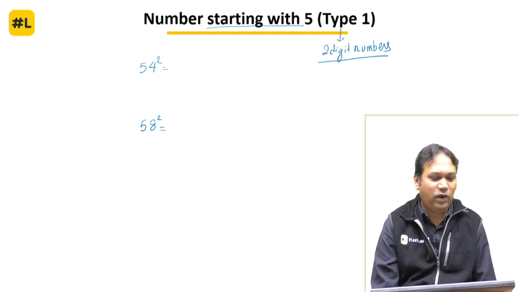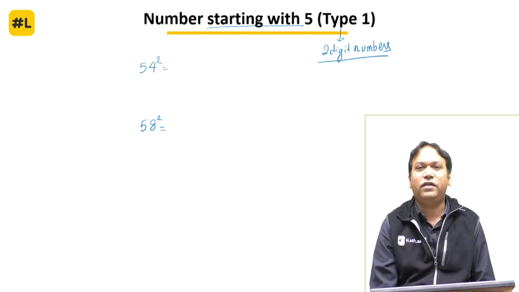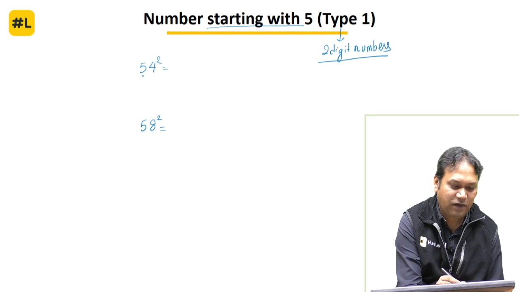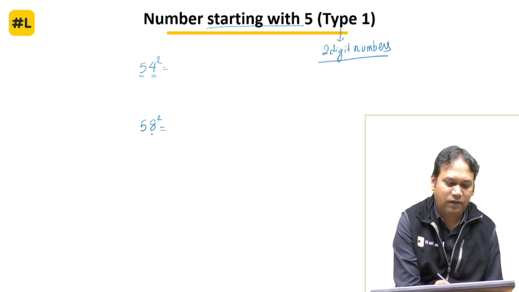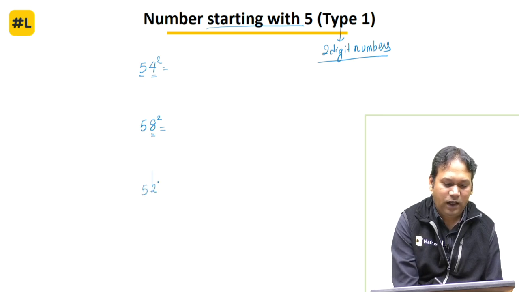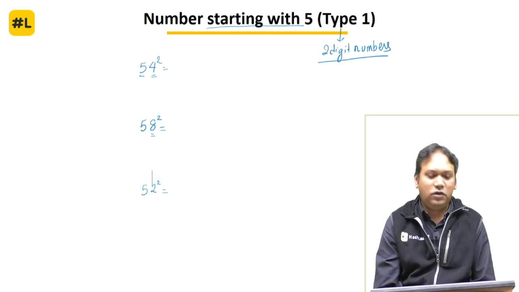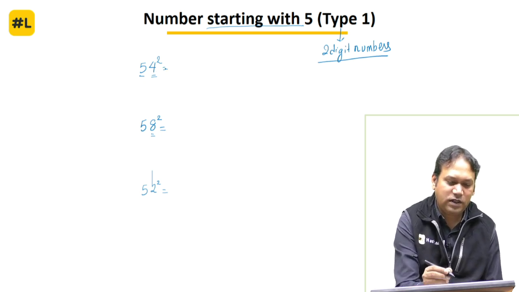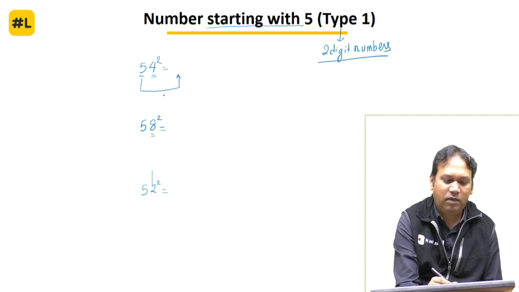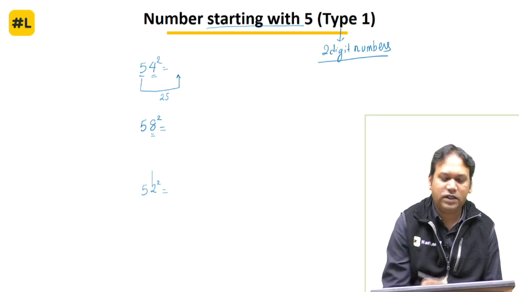So we are starting now with the numbers starting with 5. Numbers first digit is 5. Last digit can be anything, 54, 58, it can be 52 also. And first I am teaching you for what type of numbers? 2-digit numbers. So 54 square, what is the shortcut trick? You take 5 and multiply. Okay, what is 5 square? 25. Okay, now see the technique.